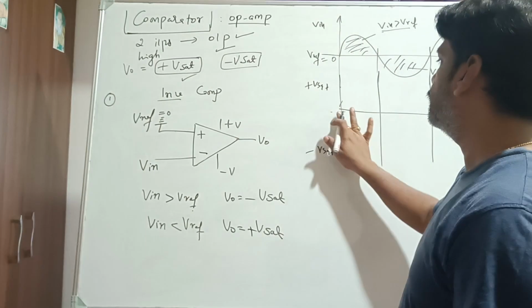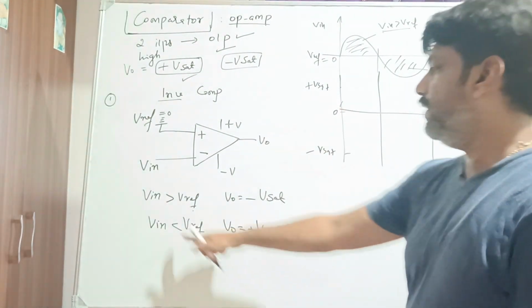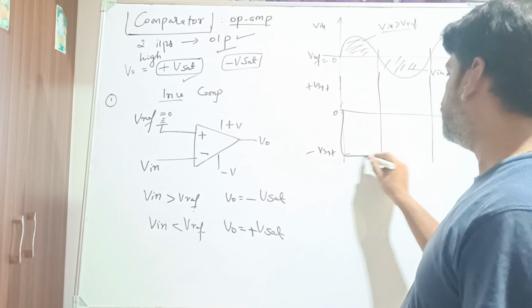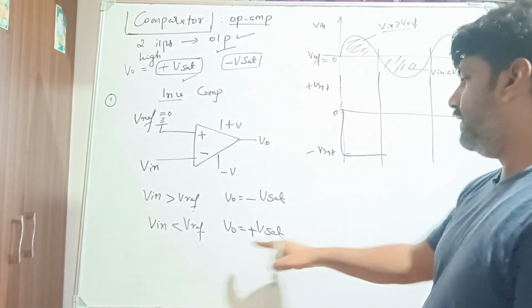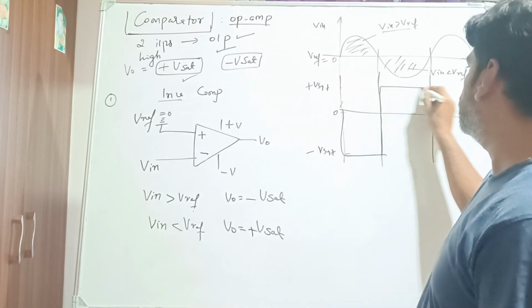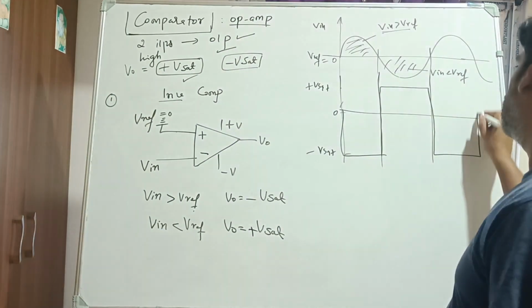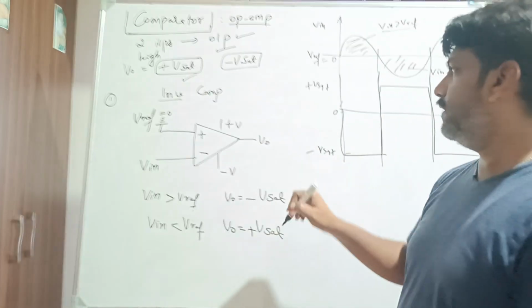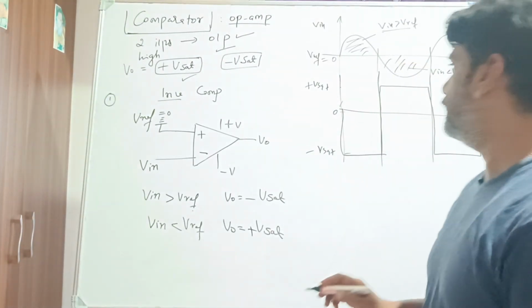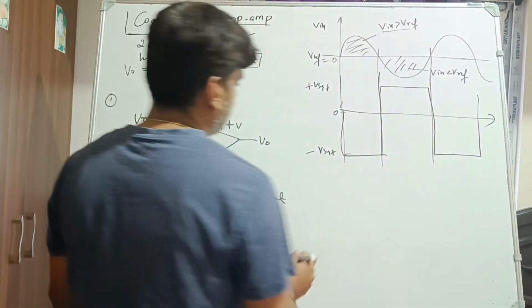So this, I call it as 0. When Vin is greater than Vreference, you will get minus Vsat here. Then when it is less than, you will get plus Vsat. So here it is like this, opposite to non-inverting. So if it is positive, you will get negative, and if negative, you will get positive. So that is what the thing is.